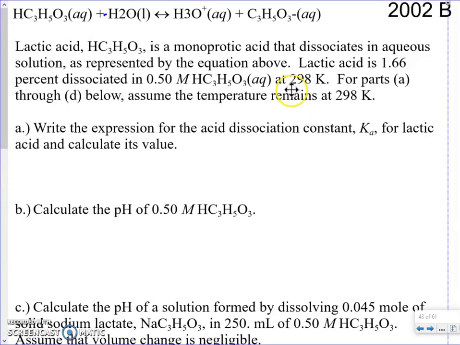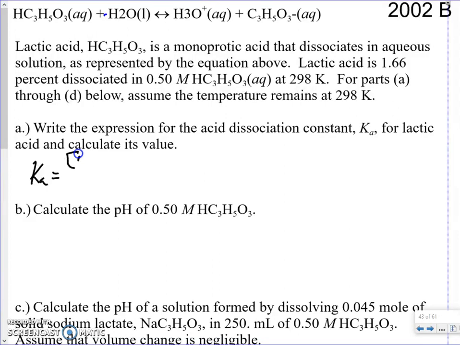So let's go through and actually work through this. The first thing is to write the expression for the acid dissociation constant, Ka. So it's just writing the Ka expression for lactic acid, and we're told to calculate its value. Okay, well, first things first, let's write out Ka.